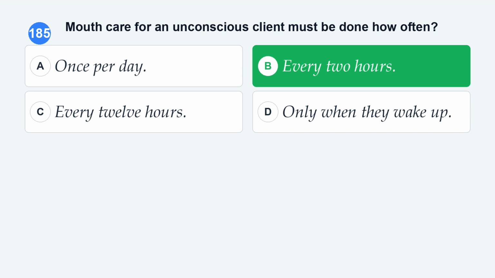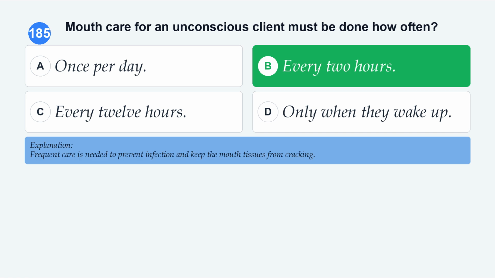The correct answer is option B. Every 2 hours. Explanation. Frequent care is needed to prevent infection and keep the mouth tissues from cracking.